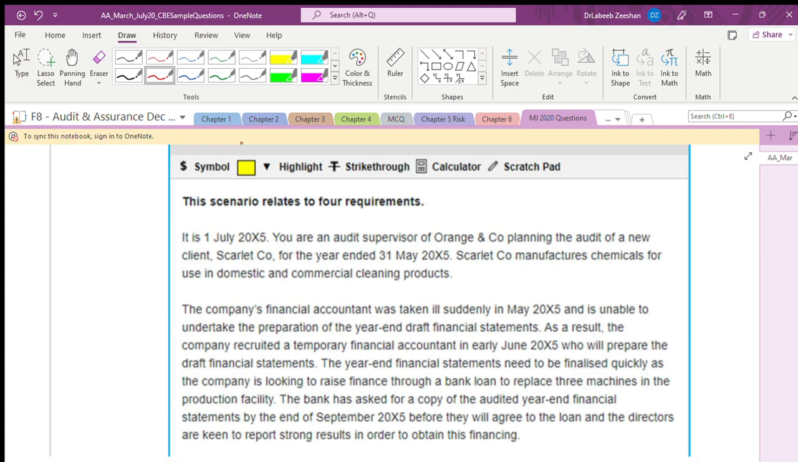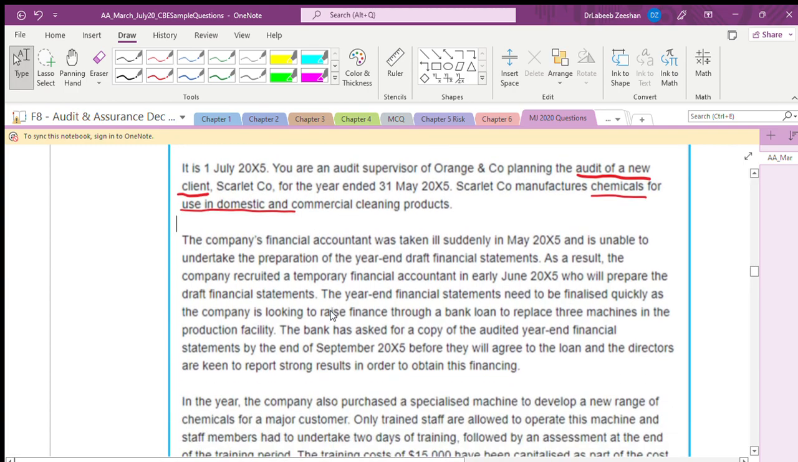It is the first job where you are a supervisor of an audit firm, the audit of a new firm. See, this is what it says. The moment you are talking about a new firm, definitely you are mentioning what is the audit risk. Scarlett company for the year ended. Scarlett manufactures chemicals. You have to be very specific which type of industry it is in, domestic and commercial products. The company's financial accountant was taken ill.